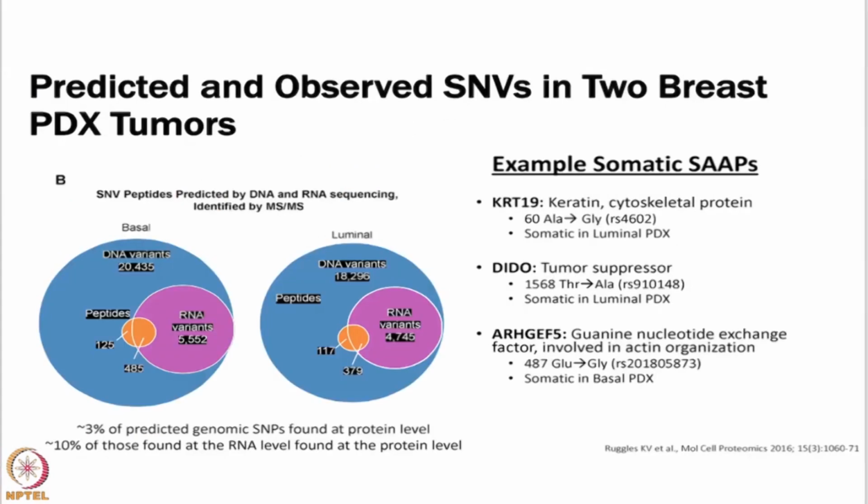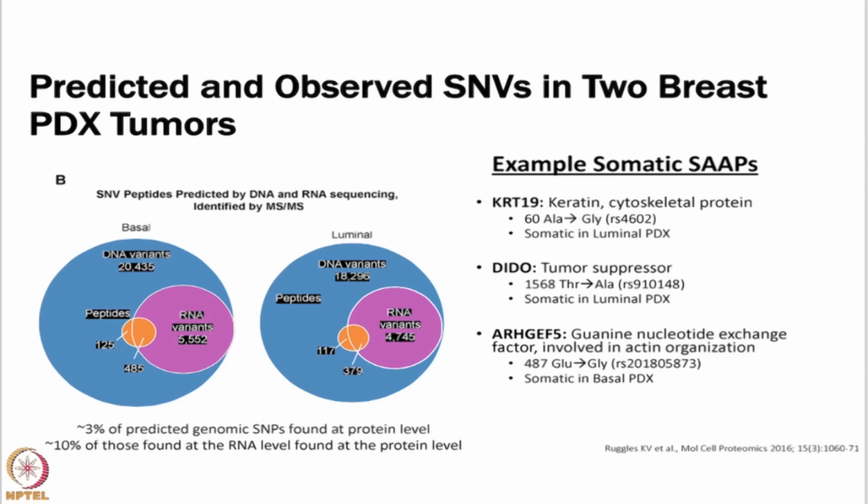So what we found was, if you look, these are the two different tumors. The blue is all of the DNA variants that we identified, so in the genomics data. Then at the RNA level, it's the purple, and then at the protein level, it's the orange. And this is for the basal tumor and the luminal tumor. So what you can see from this is that we were only able to find about 3% of the predicted genomic SNPs at the protein level. And about 10% of those at the RNA level were found at the protein level.